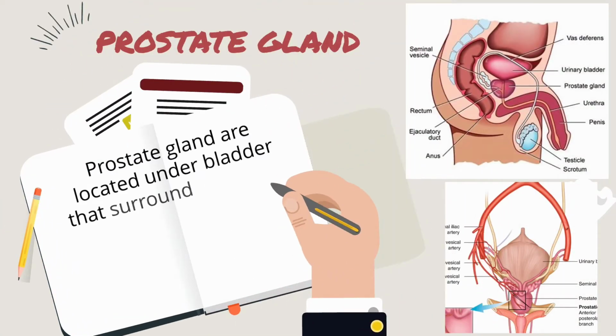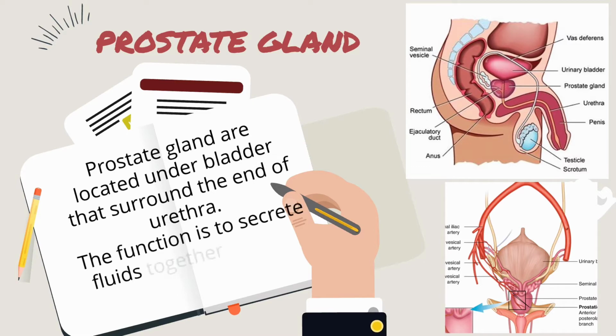Prostate glands are located under the bladder that surround the end of the urethra where the vas deferens enter the urethra. The function of prostate gland is to secrete fluid that together with the sperm cell from testicle and fluid from the other gland make up semen.